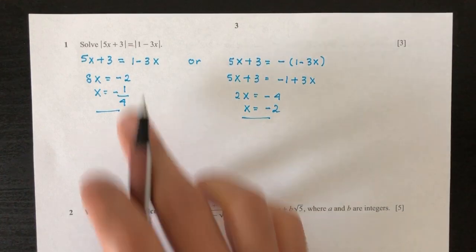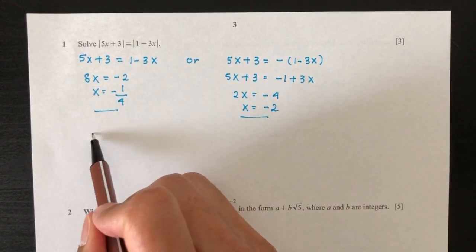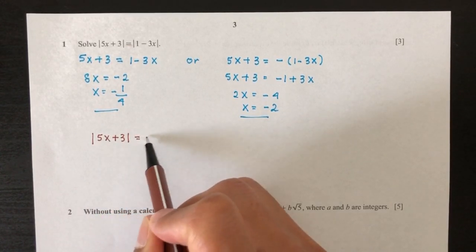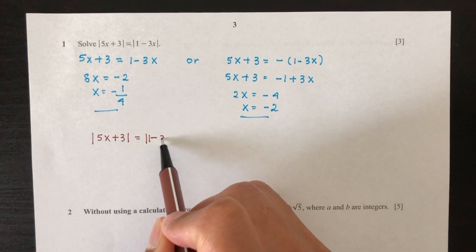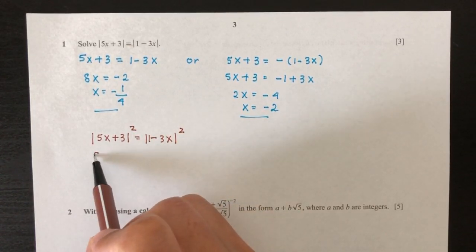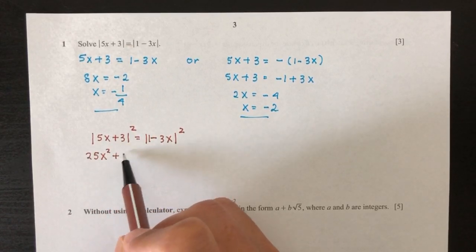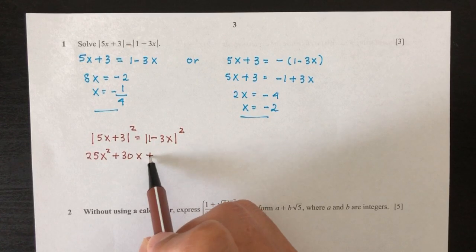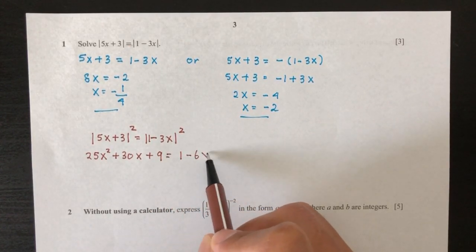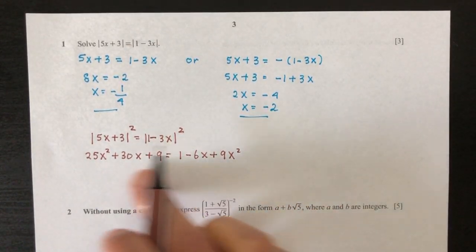And the other way is, if you have modulus on both sides, you can take the square of both sides. Let's say you have modulus of 5x plus 3 equal to modulus of 1 minus 3x. So you take the square on both sides. It will become 25x squared plus 30x plus 9 equal to 1 minus 6x plus 9x squared. If you expand those two, you will have this.